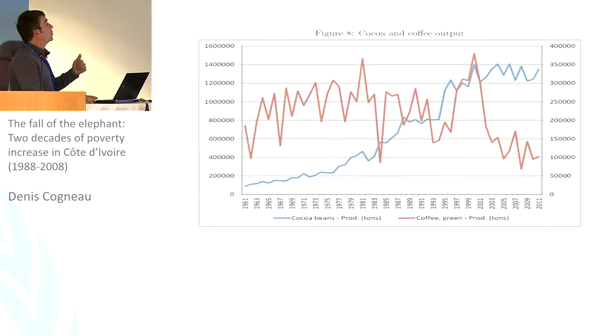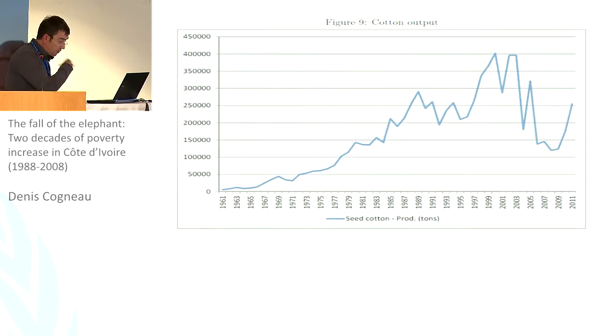mid-2000s. So these are just figures to illustrate what I was just saying. So you see for the last period this stagnation in the output of cocoa, that is the blue curve plotted here. You see also a great increase since independence of the cotton output, and once again you see in the last period, when the partition of the north and south was in place, a big drop in cotton output. The cotton production was completely disrupted by the war.